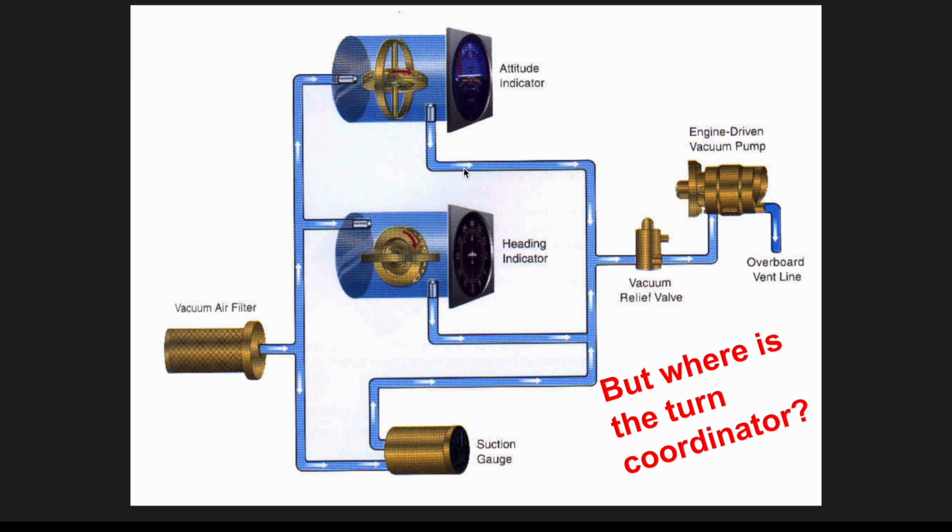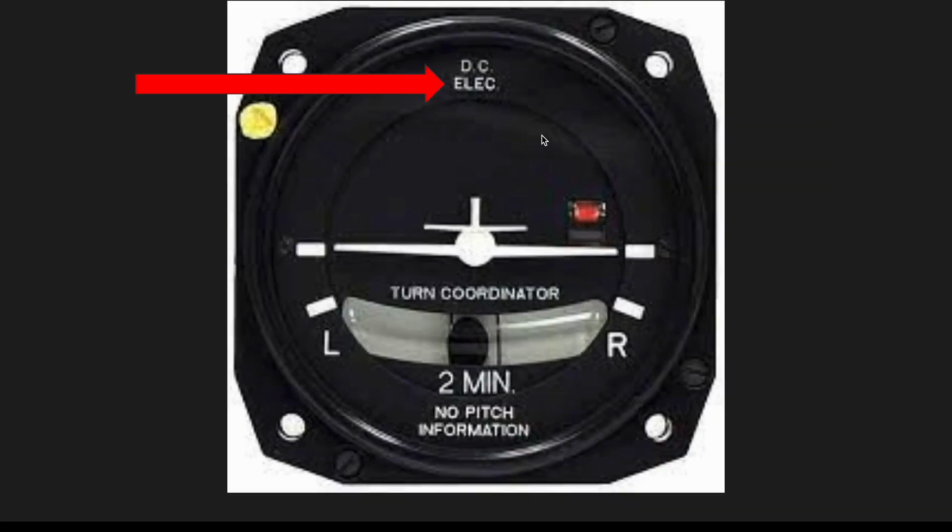But where's the turn coordinator? Well, the turn coordinator in a lot of aircraft is not on the vacuum system. It's still a gyroscope, but it's not a vacuum system one. Look right there. It says DC electric, meaning that this is an electrically driven gyro. And I've actually flown lots of planes where the attitude indicator is also electric. So it just depends on your plane, but they still have gyroscopes inside of them. In this particular case, this one would not be part of the vacuum system.